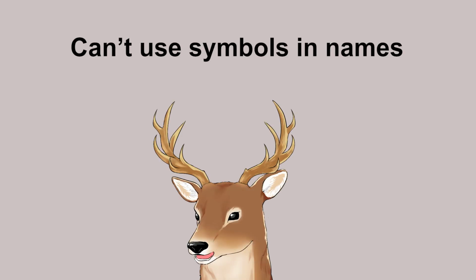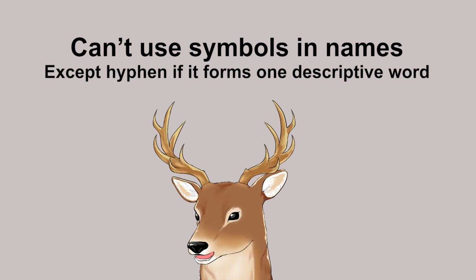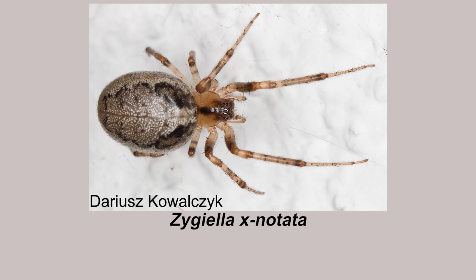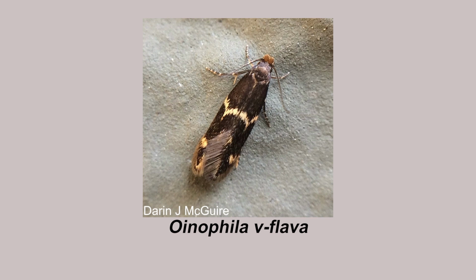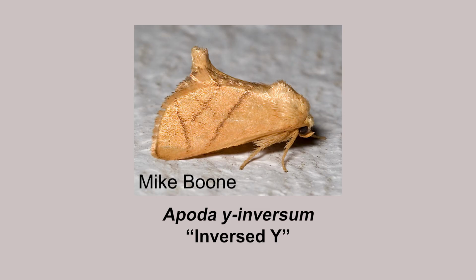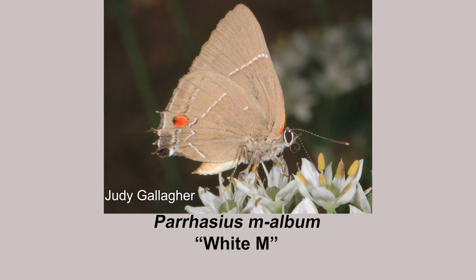Normally, you couldn't use any symbols in a scientific name. In a specific case, a hyphen can be used if it forms a descriptive word. For example, Zizeeria x-notata. X-notata means X mark. Oinophila v-flava means yellow V. Other examples are Y-inversum, M-album, C-album, and so on.